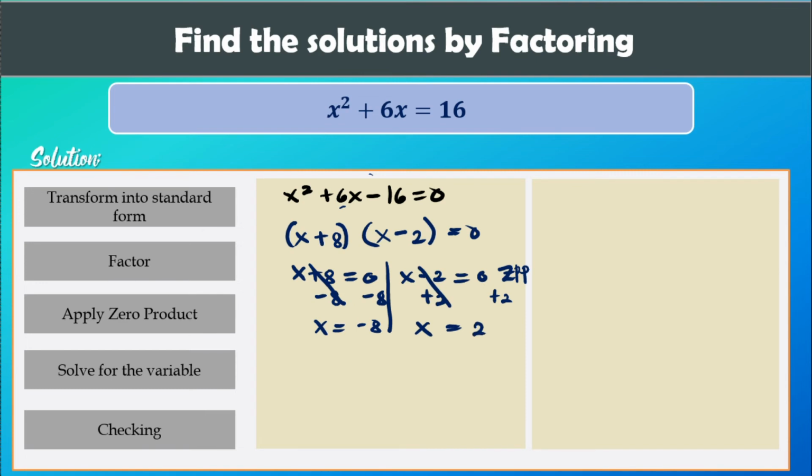Therefore, yung x sub 1 natin is negative 8. Tapos yung x sub 2 naman is positive 2. Therefore, our solution set is negative 8 and positive 2. Pwede na wala na yung positive.